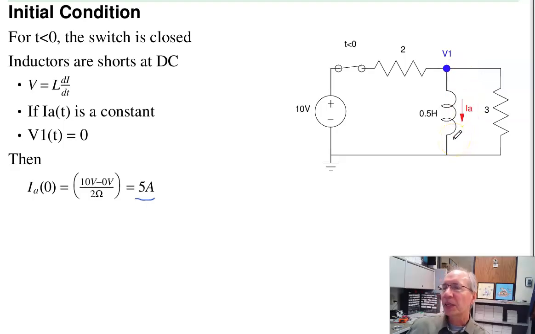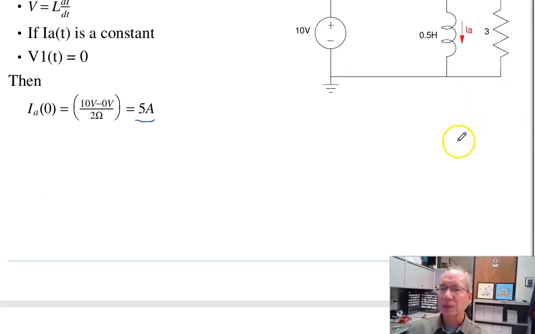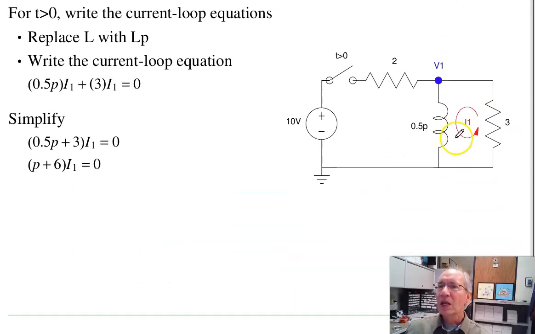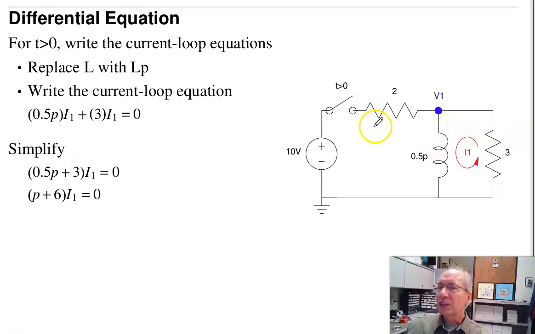And note, for capacitors, I look at the voltages. For inductors, I look at the currents. That's because for capacitors, voltage is energy. For inductors, current is energy. Energy has to be continuous, so the current has to be continuous. Next, find the differential equation. When the switch opens for t greater than 0, here's my circuit. Doing the loop equation, the impedance of an inductor is j omega L.